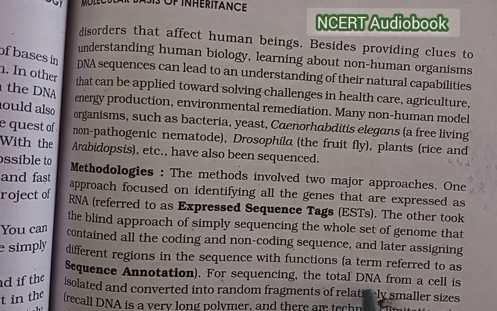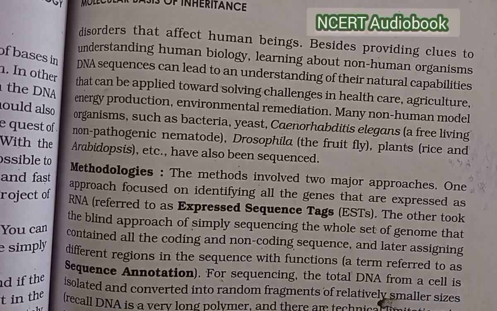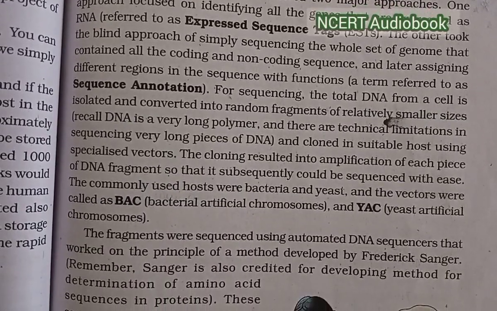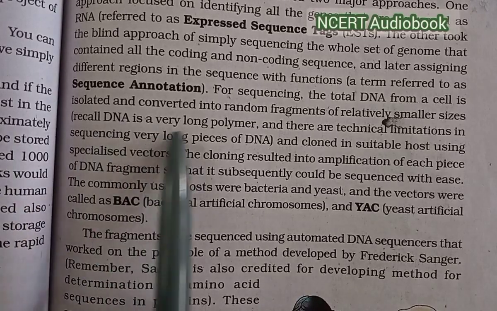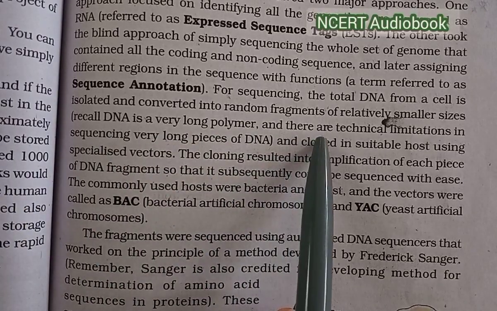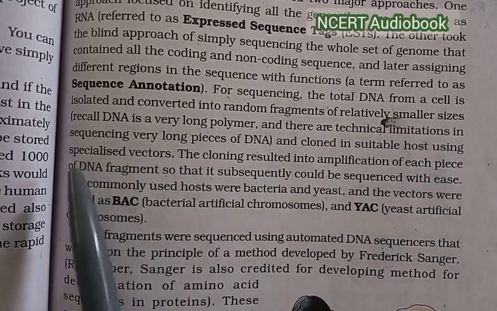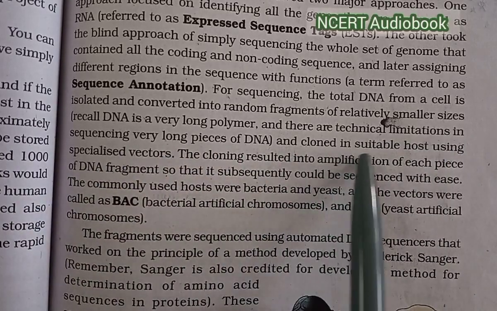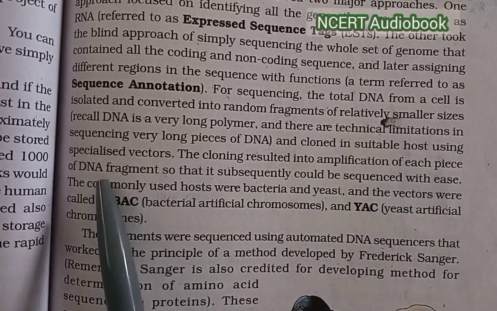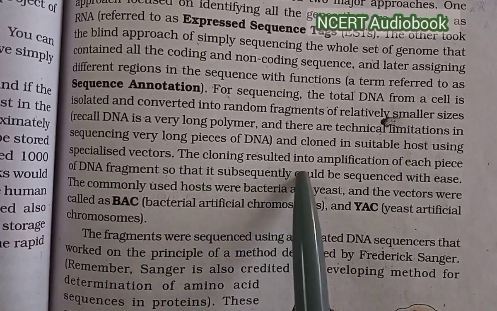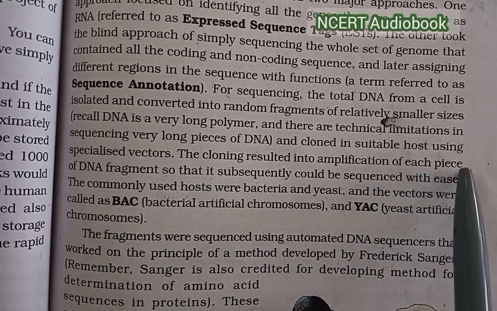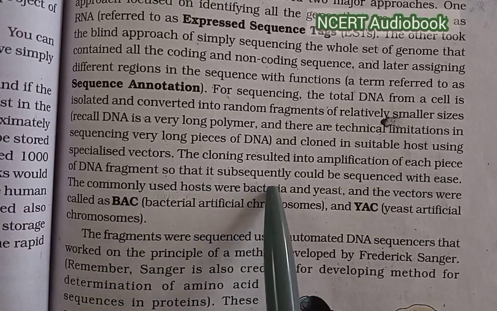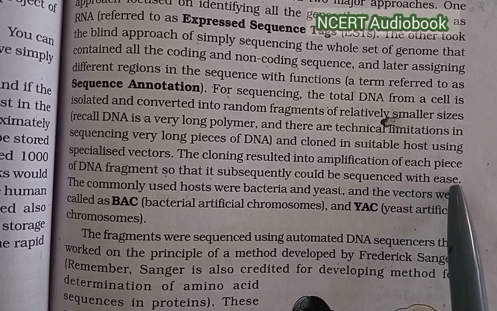For sequencing, the total DNA from a cell is isolated and converted into random fragments of relatively smaller size. Recall DNA is a very long polymer and there are technical limitations in the sequencing of very long pieces of DNA. It is cloned in a suitable host using a specialized vector, and cloning results in the amplification of each piece of DNA fragment so that it subsequently could be sequenced.